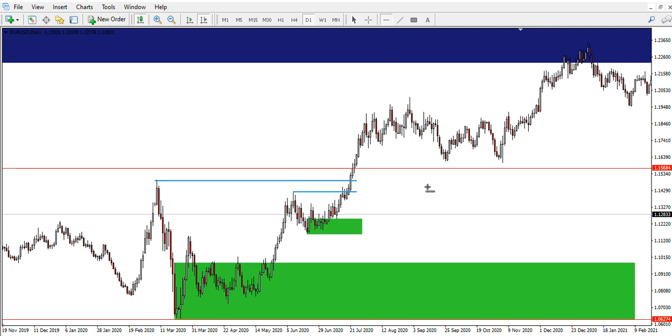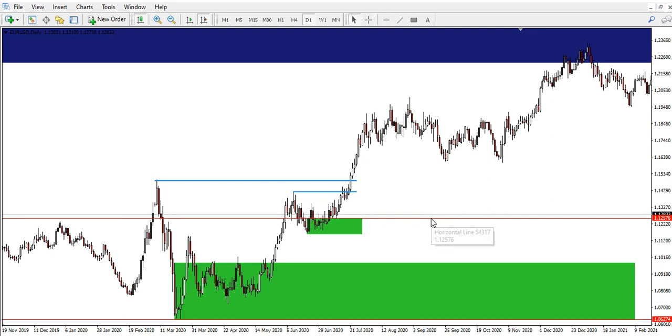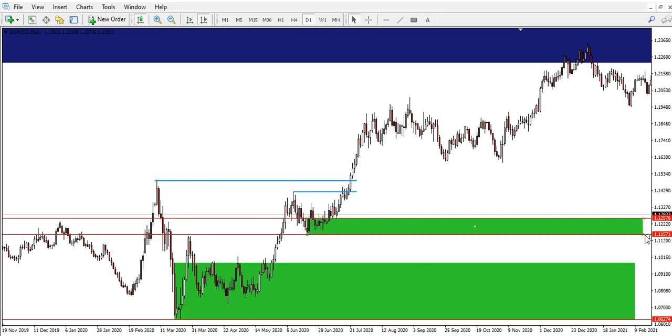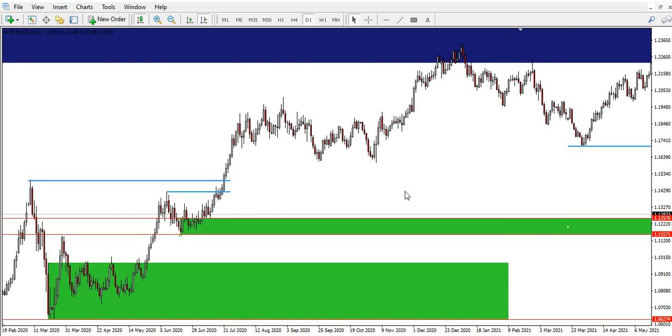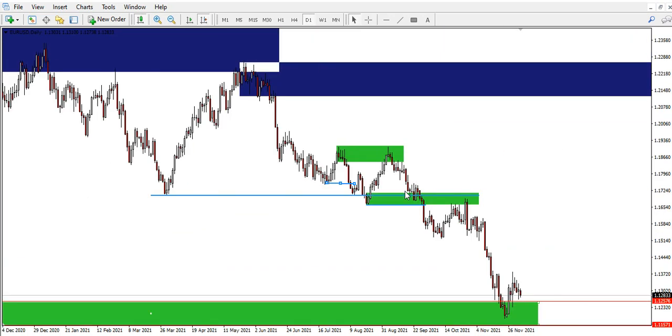So let's do this so that we are accurate. I like my things to be accurate, not guesswork. So this is what I'll do. I'll drag my rectangle further to my right, and as you can see, price came and respected this OB inside this microstructure here.